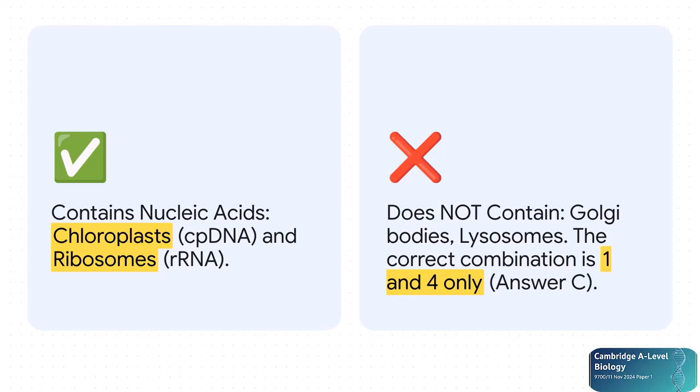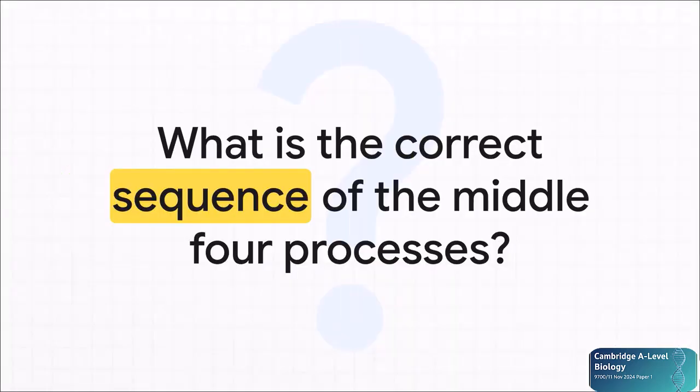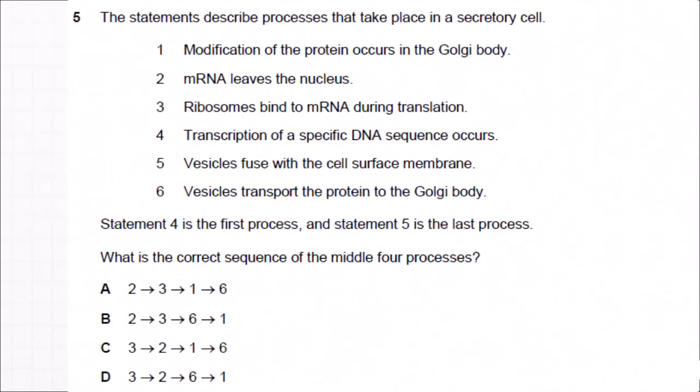Case closed. Now for question 5, a sequencing puzzle. They give us the very first and very last steps of making and secreting a protein. Our job is to figure out the 4 steps that happen in between. This is all about understanding the cell's production line, from blueprint to shipping the final product out the door.